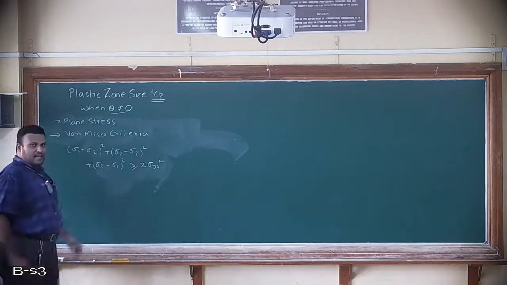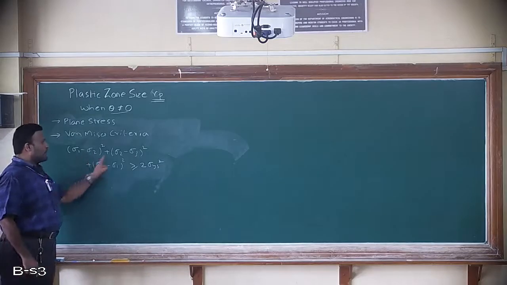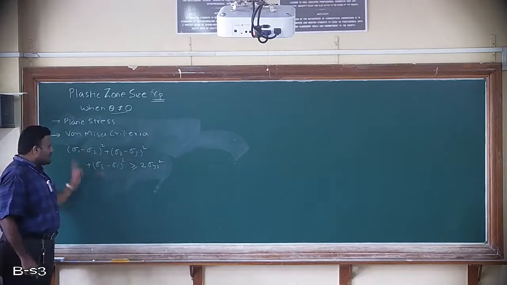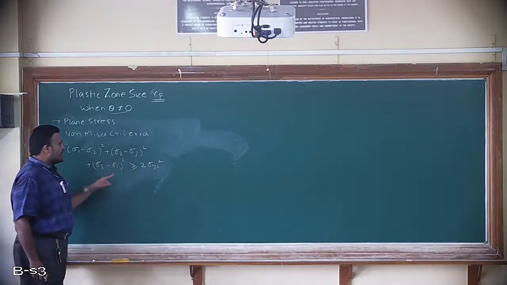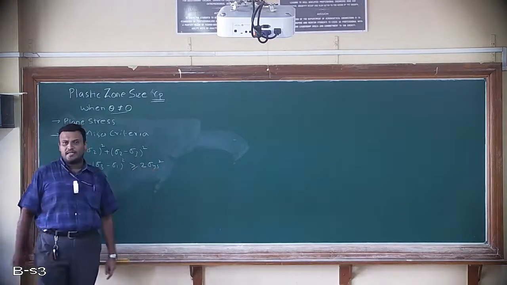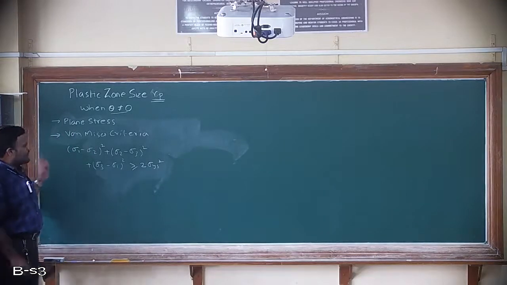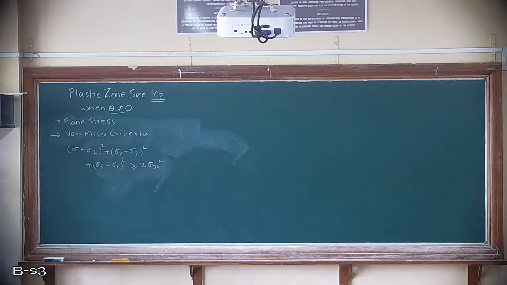So what does this mean? In a body, when there are three principal stresses, that is sigma 1, sigma 2 and sigma 3, if this combination of the principal stresses is greater than or equal to 2 times the square of the yield stress, the material or the component will fail. That is what this equation depicts.